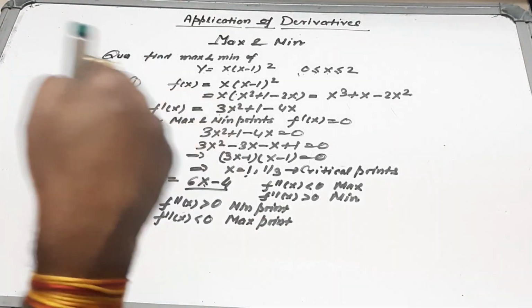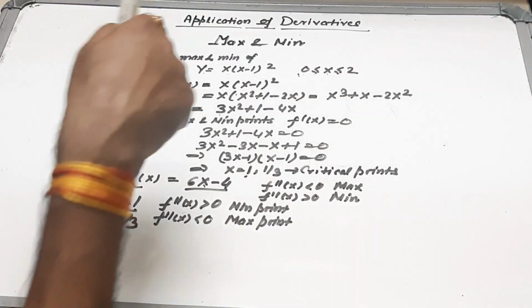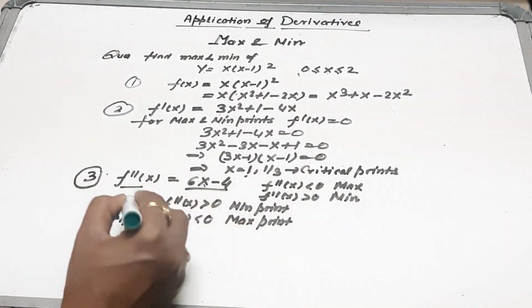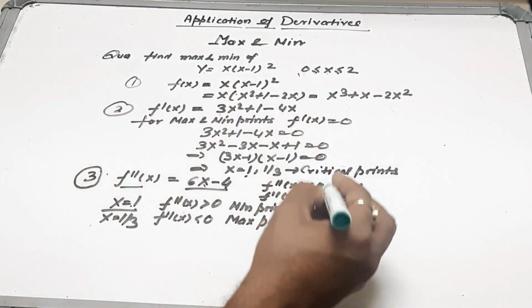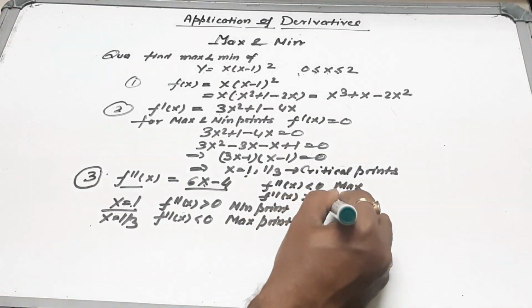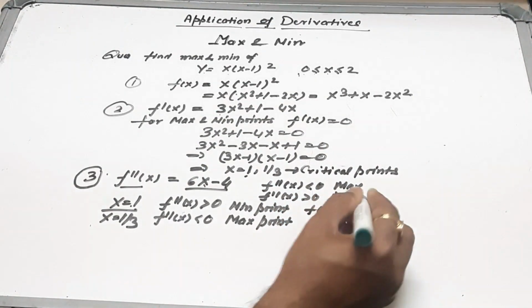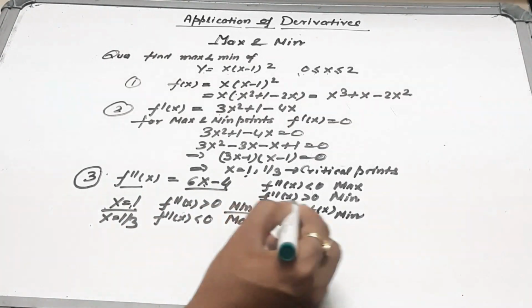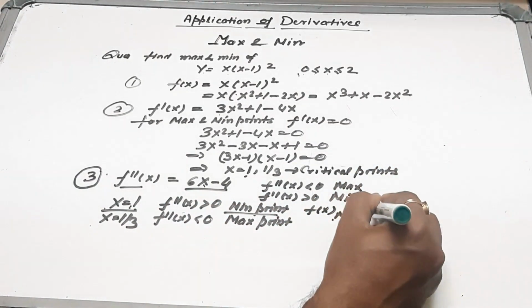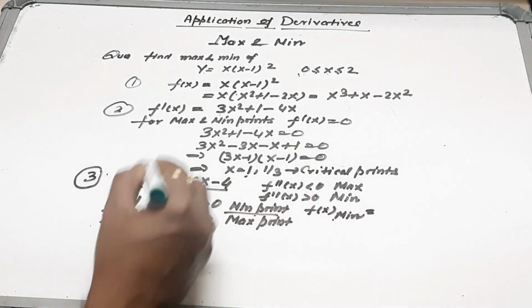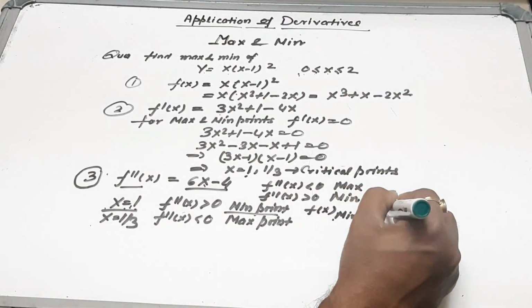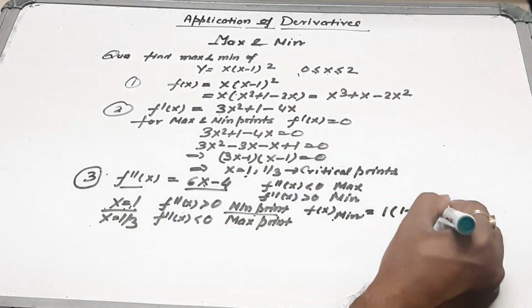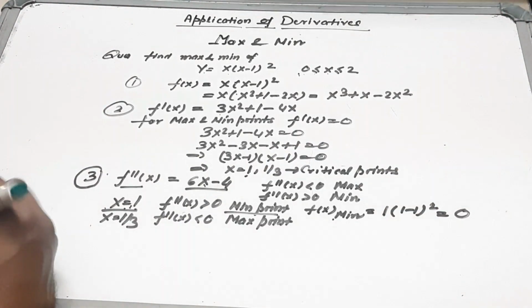Now the value: what is the maximum and minimum value the question is asking? For the minimum value, what do we have to do? This point I will feed into the function. Since x is equal to 1 corresponds to the minimum point, we will get f(x) minimum. What is the value? Put x is equal to 1 in the function: 1 into (1 minus 1) whole square, and the value comes 0.